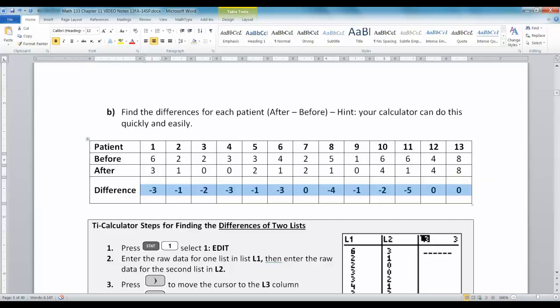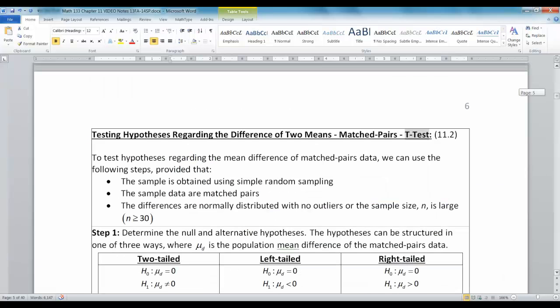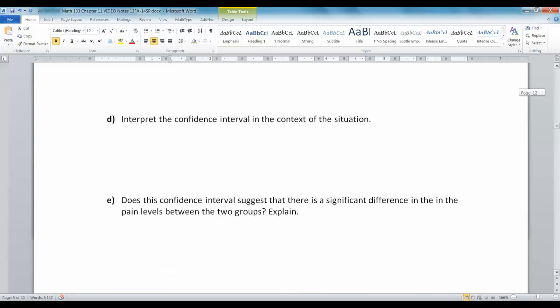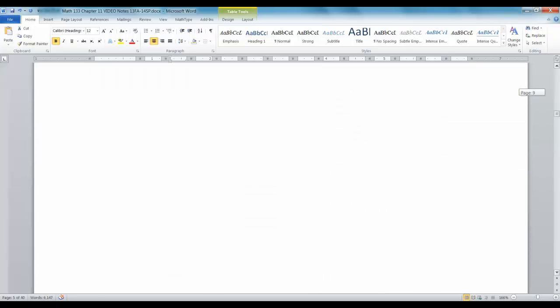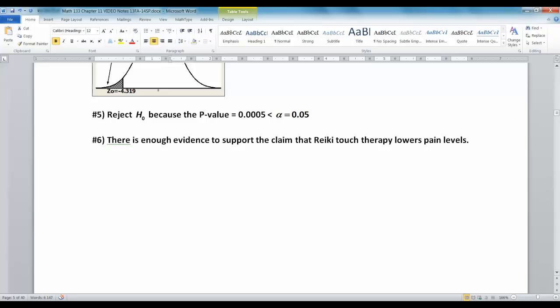It wasn't half positive, half negative all over the place. It was mostly negative and some zeros. That's kind of showing that there's an effect, and we just proved, more or less, that there is an effect. Now, are we 100% sure that there's an effect? No. We're 95% sure because our alpha was 0.05.